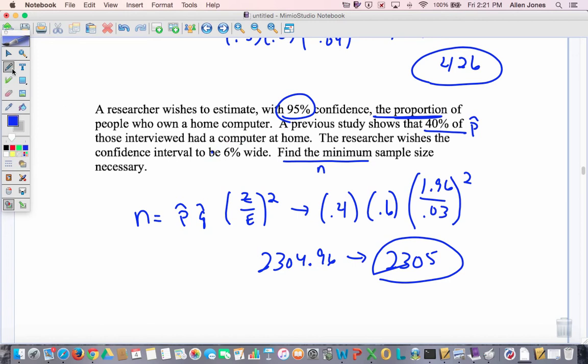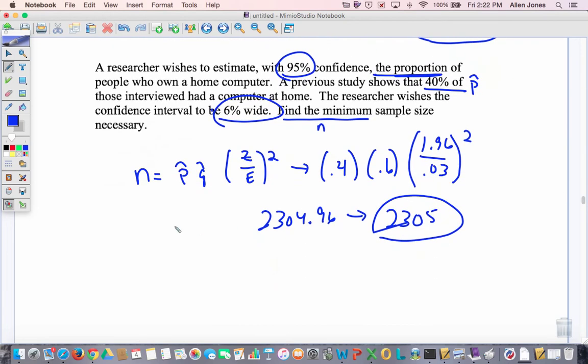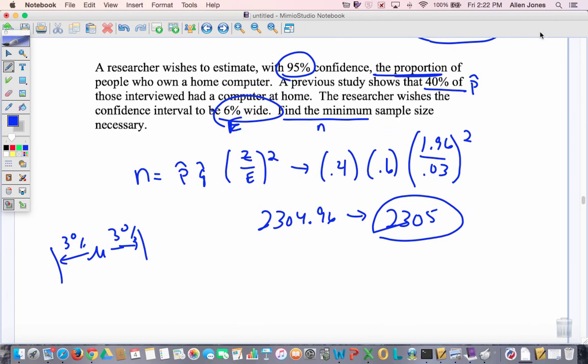Now I'm going to backtrack here one time, noting the phrasing here. Our interval is 6% wide, as opposed to our previous one where it says we want to be accurate to 4%. So in this case, if my mean were here, I could go up 4% or I could go down 4%. Down here, if I want my interval to be 6% wide, that means I can go up 3% or down 3% to construct my interval. And you can see my interval will be 6% wide, or my maximum error of estimate, E, would be 3%. And that covers our proportions.